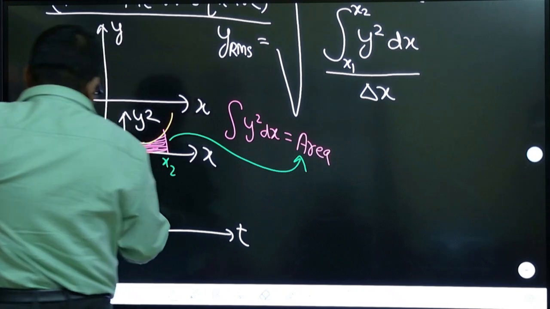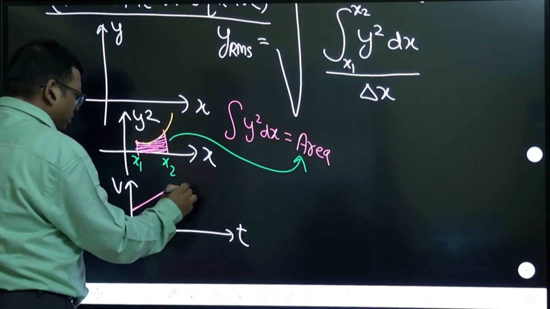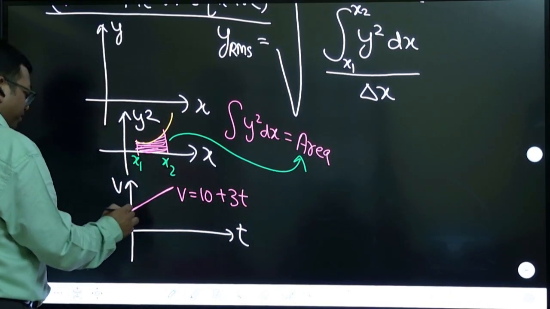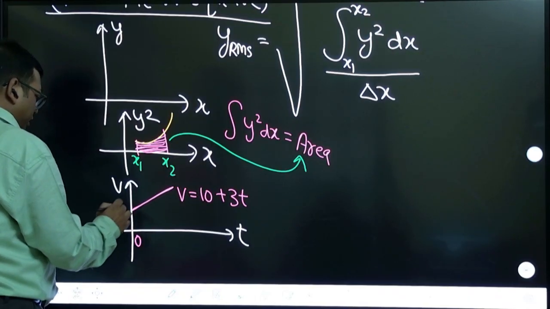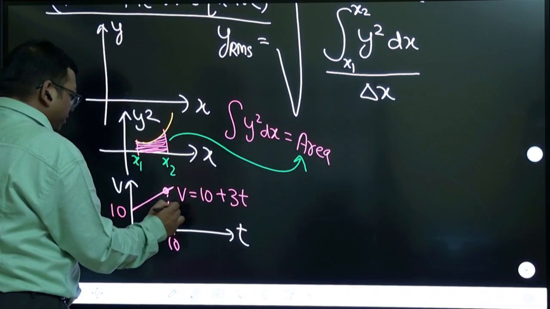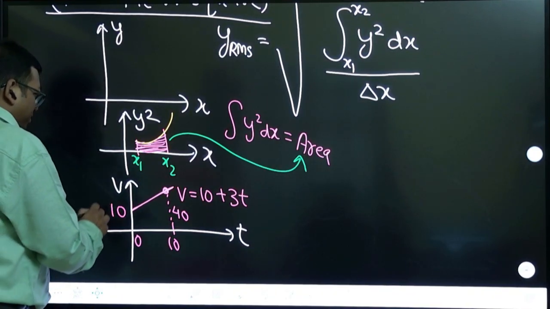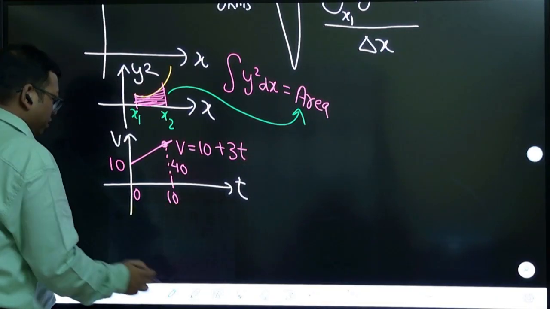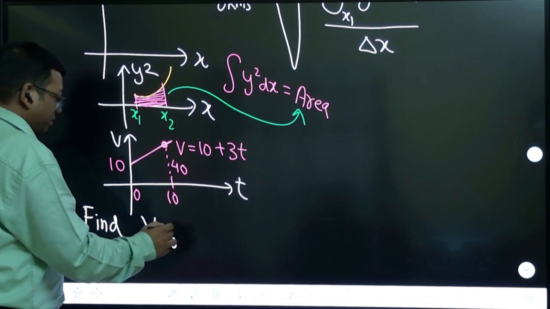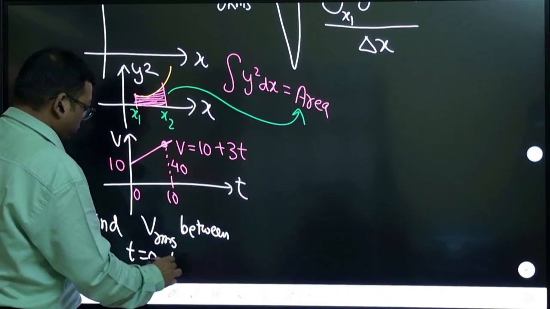So before we do that, let's try this question. We will be clear with this question. Same graph I am giving. This velocity v is equal to 10 plus 3t. This is the law. So at time 0, the velocity was 10. And again let us take 10 seconds only, and this value we have calculated was 40. So now the question is: find the RMS velocity, V RMS, between this interval 0 to 10 seconds.